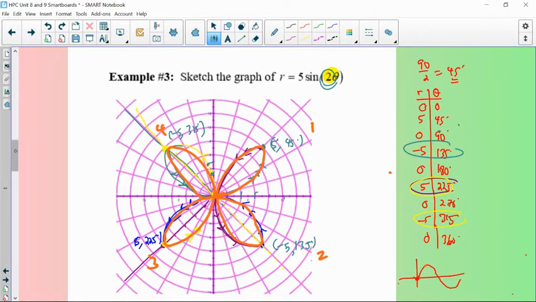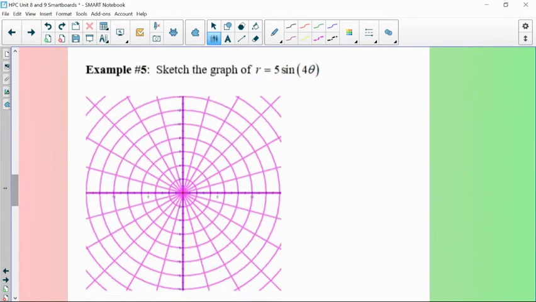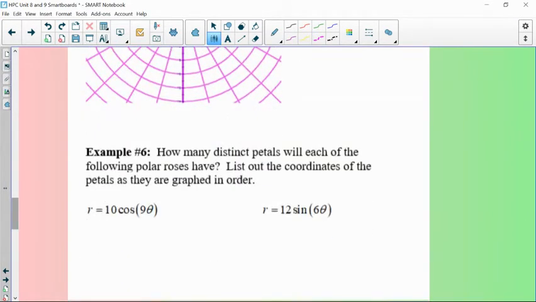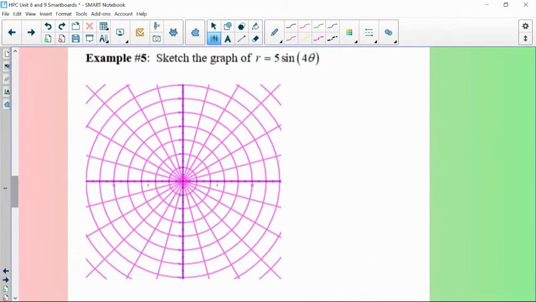Okay, let's look at the next one together. Well, actually, maybe instead of, well, that's fine. We can at least figure out, and we'll talk about this one. But there'll be 8 petals to graph. And so how would I get those 8 petals?